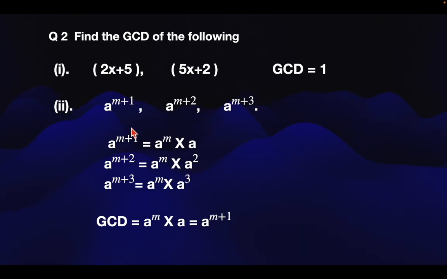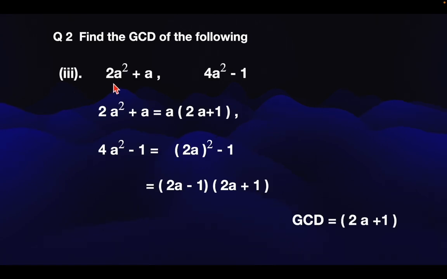Or you can simplify this further if you want to. A raised to m plus 1 is a raised to m into a. A raised to m plus 2 is a raised to m into a raised to 2. A raised to m into a raised to 3. So the common here is a raised to m. And this is a and the least power is 1. So what is a raised to m into a raised to 1? That is a raised to m plus 1. Okay. Directly itself you can write this answer.